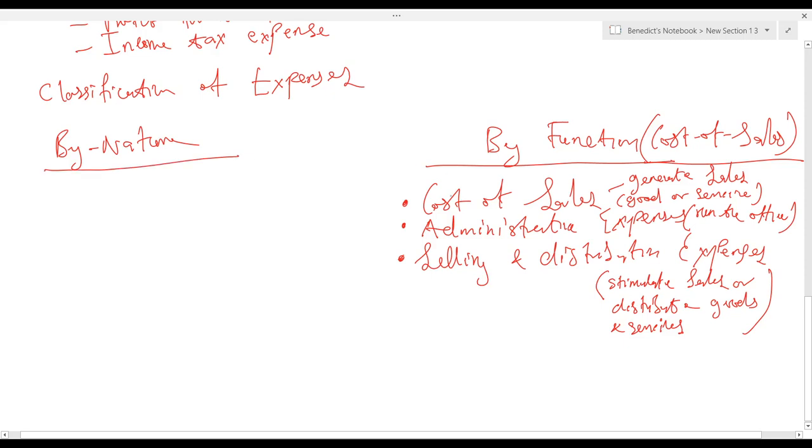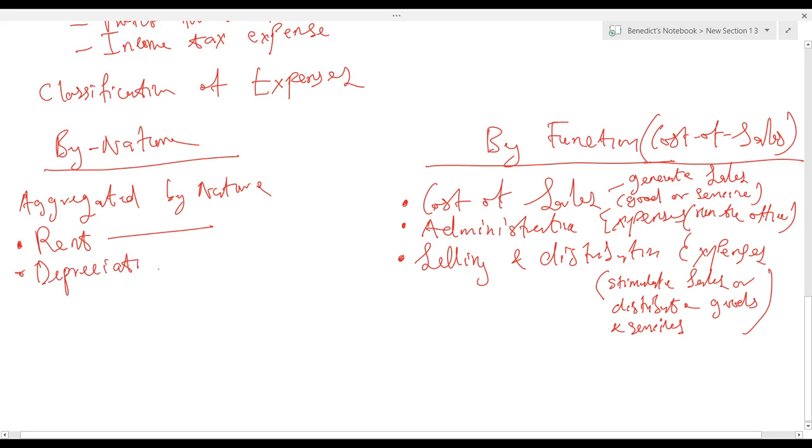By nature, okay, all these arbitrary classifications will not be necessary, as all items are aggregated by nature. Meaning you will see items the way they are, the way you normally understand them. All rents will be in rents. All depreciation will be in depreciation. You won't have to classify depreciation between cost of sales for factory depreciation or selling and distribution for delivery vehicles, but all depreciation will be placed in depreciation. Okay, all marketing expense will be in marketing expense, and so on and so forth.